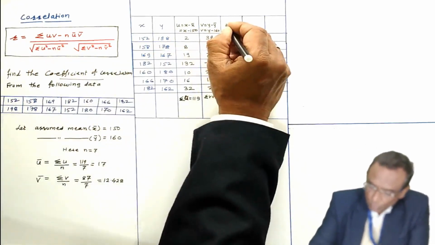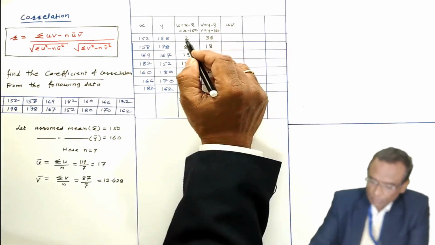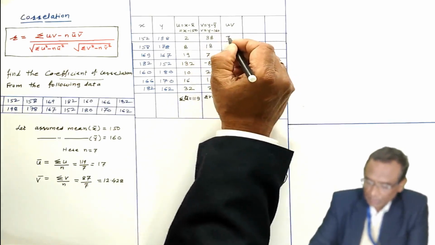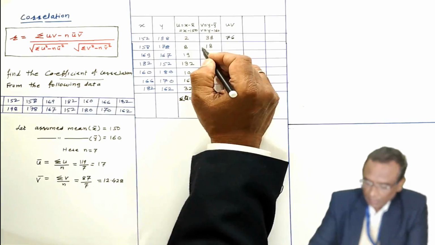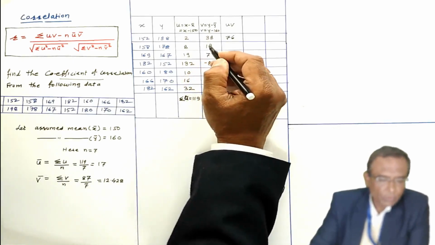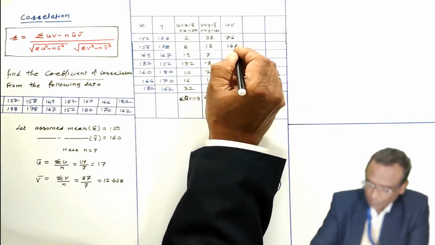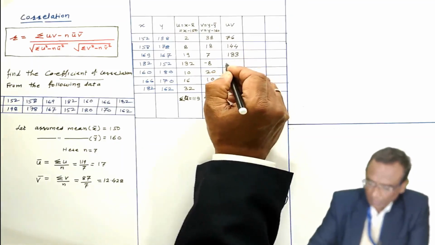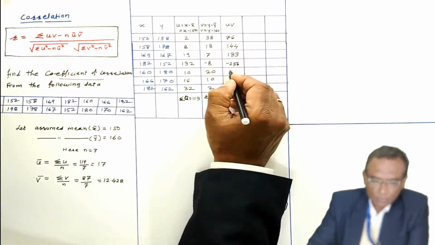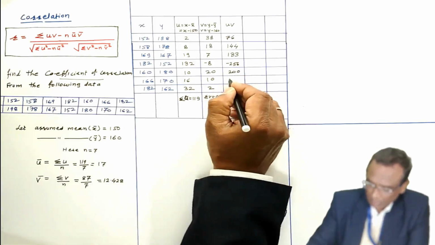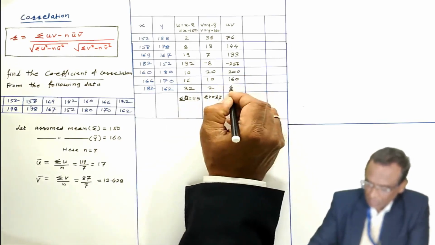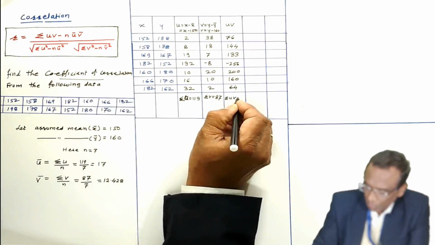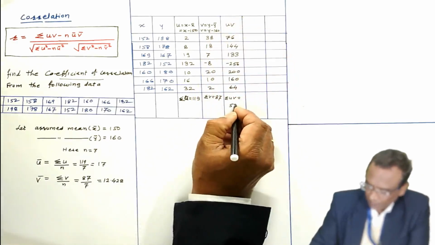It requires u into v also, which means the product of u and v. So 38 into 2 is 76. 18 into 8 is 144. Then 133, directly writing, minus 256. We will not waste our time finding out the values using a calculator: 160 and 64. The summation of uv is required. The summation of u into v, the sum of all these values, is 521.